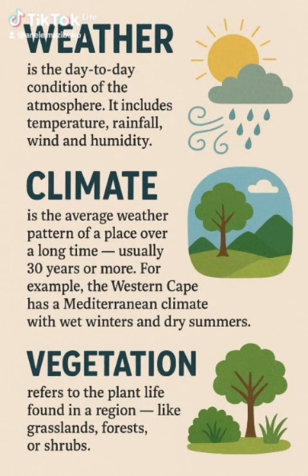Lastly, we have vegetation. Vegetation refers to the plant life in a region, like grasslands, forests, or shrubs. In today's lesson, we are going to explore why these three ideas cannot be studied in isolation and why we have to look at all three at the same time, because weather and climate have the power to affect the vegetation in an area.